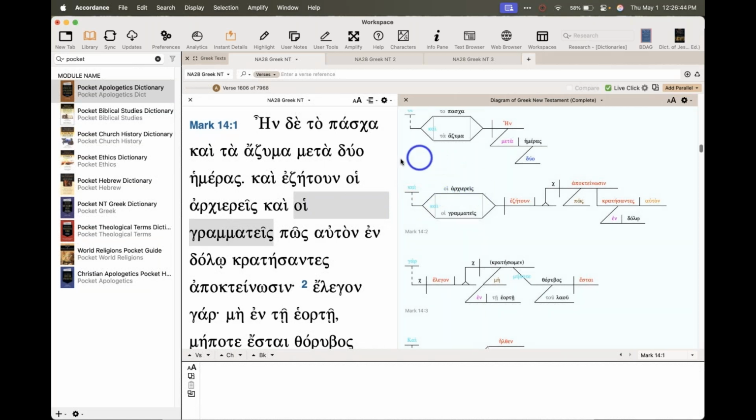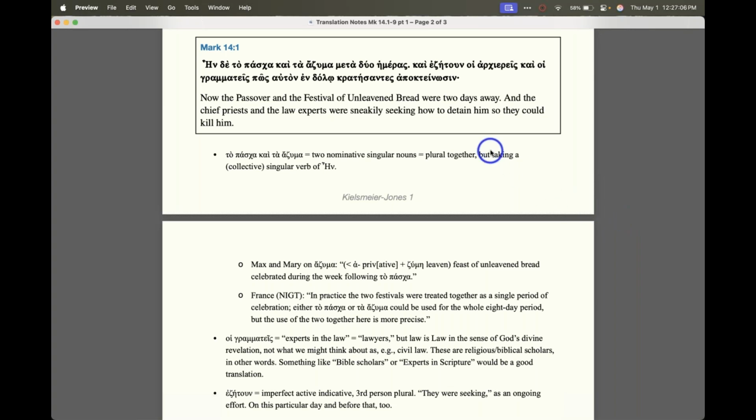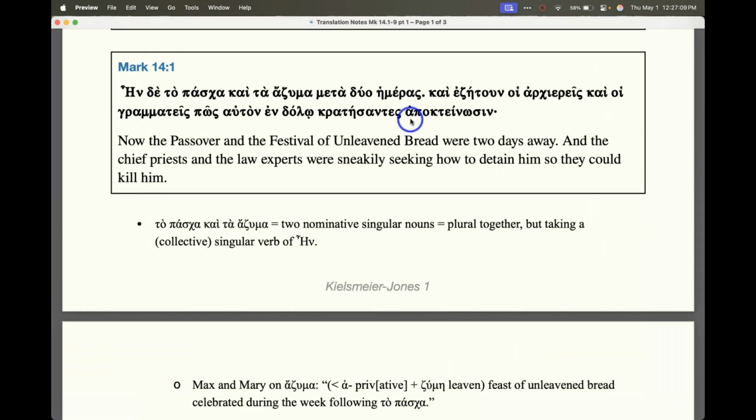I'll share my translation in a moment, but here's the compound subject again. The chief priests and the scribes, or the Bible scholars, as I'll suggest in a moment, they were looking for how they would kill him, having detained him in deceit. All right, well, we can get a little bit more fluid than that. Here's what I've suggested. And the chief priests and the law experts were sneakily seeking how to detain him so they could kill him. And I offer that as hopefully what you think is a good translation. Hopefully it's faithful and accurate.